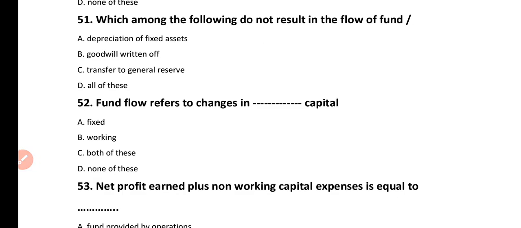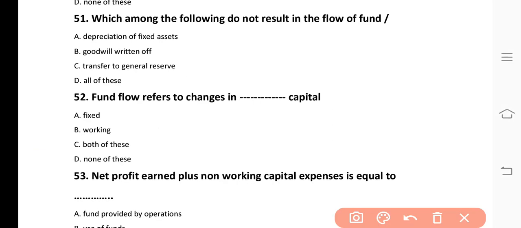MCQs number 51. Which among the following do not result in the flow of fund? Depreciation of fixed assets, goodwill written off, transfer to general reserves, all of these. So all of these do not result in flow of fund. These are known as non-cash expenses. So the correct option is all of these, option D.